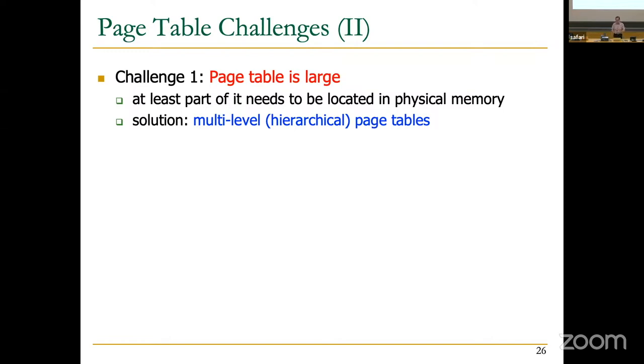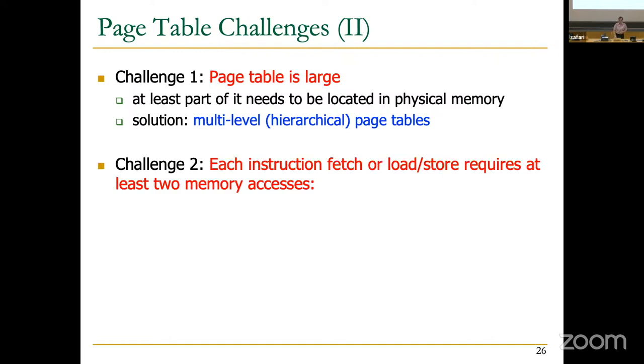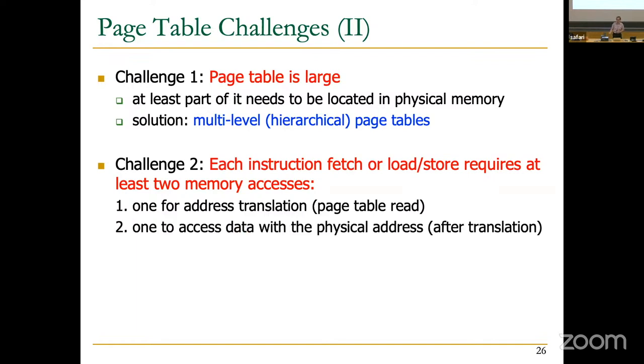Okay, so we solved the first challenge. I actually added a little bit more just to give you an idea of what this is really about. So we solved the page table is large challenge using multi-level page tables at the cost of additional indirection, additional latency. Now let's talk about this latency issue, right? So basically, the second challenge is whenever you do address translation, each instruction fetch or load or store requires at least 2 memory accesses, assuming you get the translation whenever you access the page table, right? And assuming non-hierarchical page tables also. Basically, 1 memory access for address translation, you read the page table, and then you access the data with the physical address after translation, right?